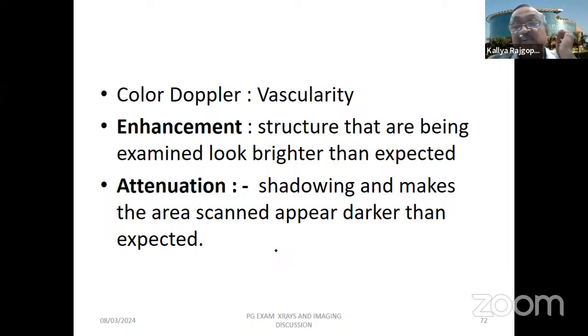Now a few things, like sometimes they will ask you, what is enhancement? There could be structures that are examined looking brighter than expected. So you call it enhancement of the wall. Then there is something called attenuation, which is the shadowing, which makes the area you are scanning look darker than expected. These are some of the basic questions which are commonly asked. I mentioned already about the frequency, which is expressed in megahertz, then echogenicity, and of course a few other advances in the Doppler.